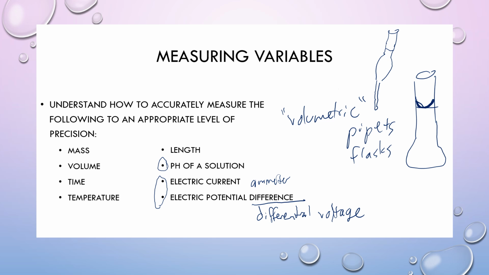And then again, for all of these, you just want to make sure if it's an analog tool, you're recording it to all of the digits you know, plus one that you estimate in between the lines. If it's a digital tool, you want to make sure you record all of the available measurements. We will talk about manipulating significant figures, and we'll talk about uncertainty when we get to tool 3, which is all about mathematics. But right now, we just wanted to focus on recording those measurements.